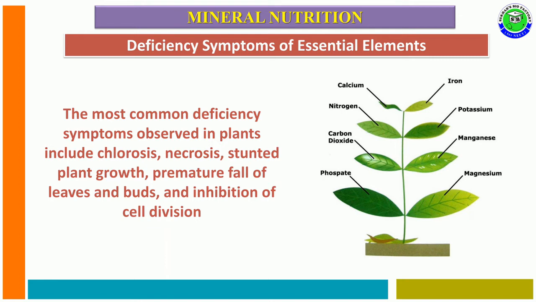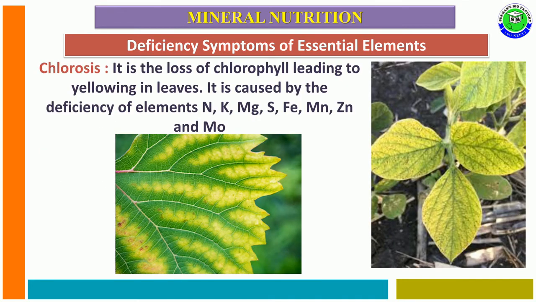The most common deficiency symptoms observed in plants include chlorosis, necrosis, stunted plant growth, premature fall of leaves and buds, along with inhibition of cell division. The first deficiency symptom is chlorosis. In chlorosis, the green leaves are converted into yellow due to loss of chlorophyll pigment. This chlorosis is caused by deficiency of various elements like nitrogen, potassium, magnesium, sulfur, iron, manganese, zinc and molybdenum.